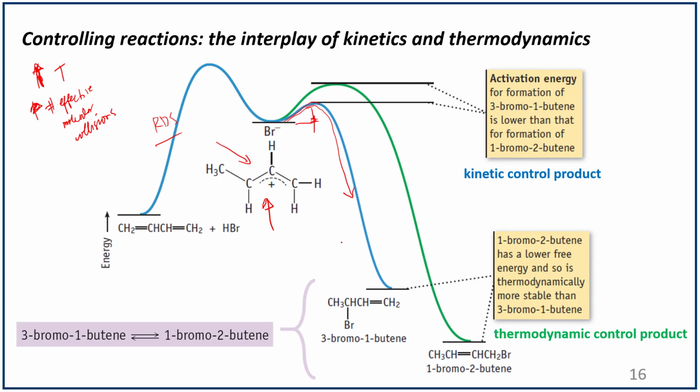Now, notice, however, that this product in terms of energy is less stable than 1-bromo-2-butene. But the formation of 1-bromo-2-butene actually has a higher activation energy than 3-bromo-1-butene. So you can actually achieve the formation of 1-bromo-2-butene over 3-bromo-1-butene. You can overcome this activation energy barrier by, well, cranking up the temperature and increasing the number of molecular collisions.